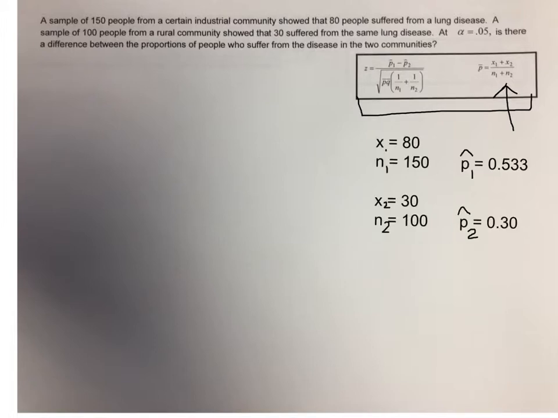So now we have our information here. We looked at our first sample, which was from the industrial community. We had a sample size of 150, and 80 people suffered the illness. So now we found our P hat 1 value. Same way we did it before.